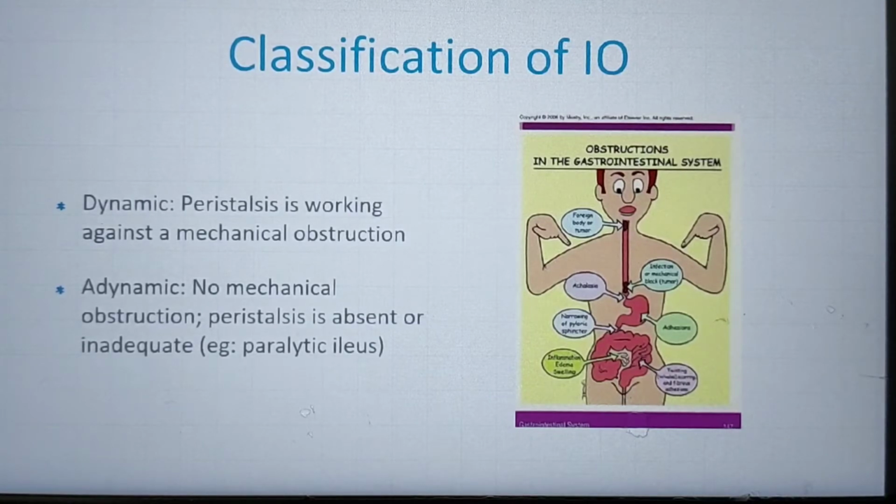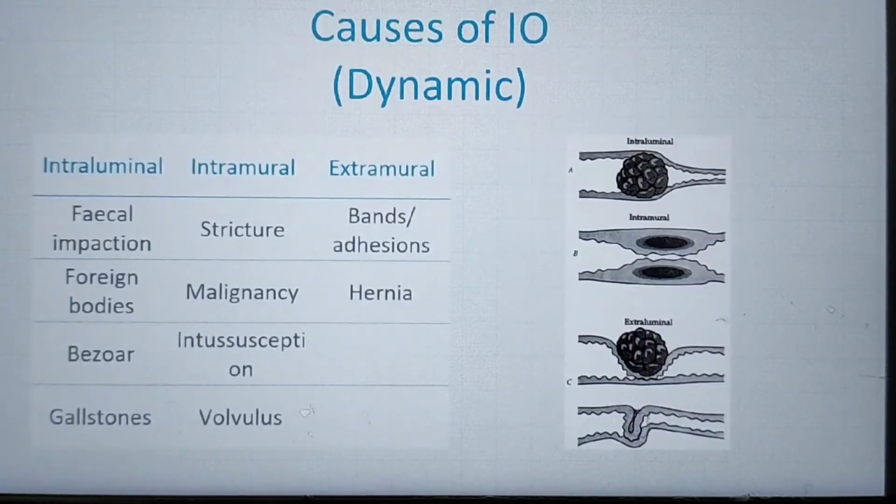Okay, so here are some of the causes of dynamic intestinal obstruction. We can further divide them into intraluminal, intramural, or extramural. In intraluminal causes, there is fecal impaction, foreign bodies, bezoars, and also gallstones. Intramural causes include stricture, malignancy, intussusception, and also volvulus. For extramural causes, the common ones are bands or adhesions and also hernia.